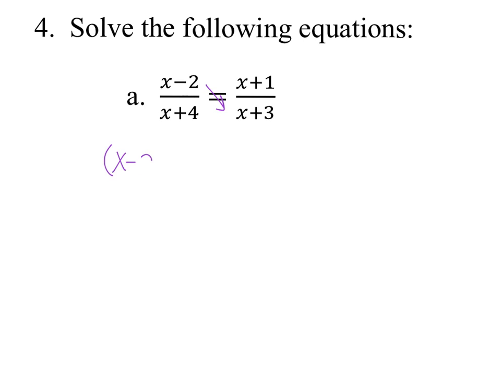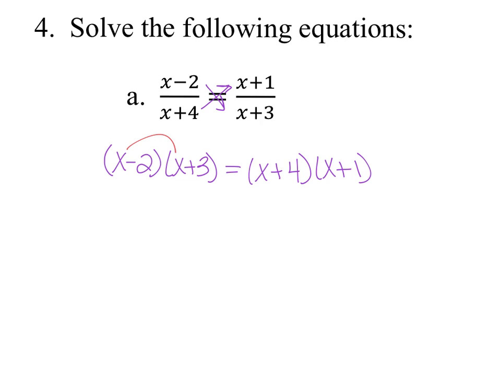So I'm going to have x minus 2 times x plus 3, and then that equals another cross multiple, so it's x plus 4 times x plus 1. Alright, then I have to FOIL out. x times x is going to be x squared. x times 3 is 3x, negative 2 times x is negative 2x, and then negative 2 times 3 is negative 6.